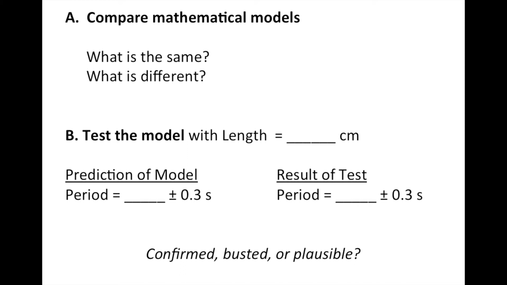Part B, we tested the model with a very long pendulum of length 399 centimeters. And so now what I'd like you to do is pause the video and calculate using your model, using your equation, your mathematical model. Substitute this length of 399 centimeters and calculate what period your model is predicting that that pendulum would have. Okay, so pause the video and make your calculation.